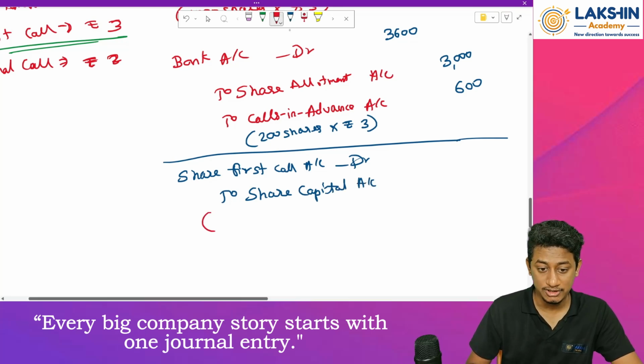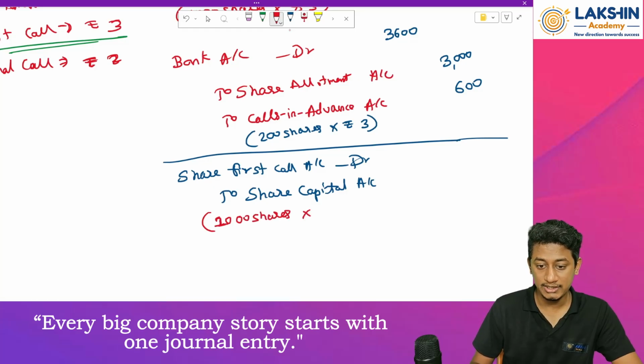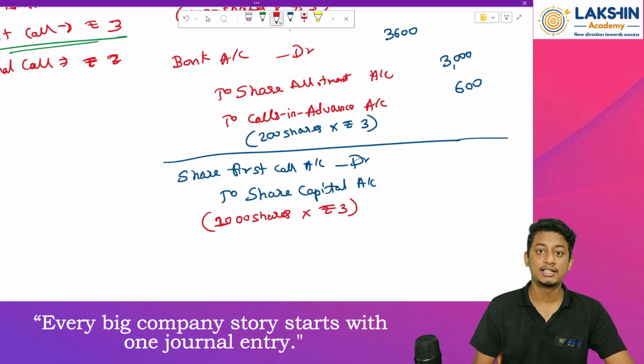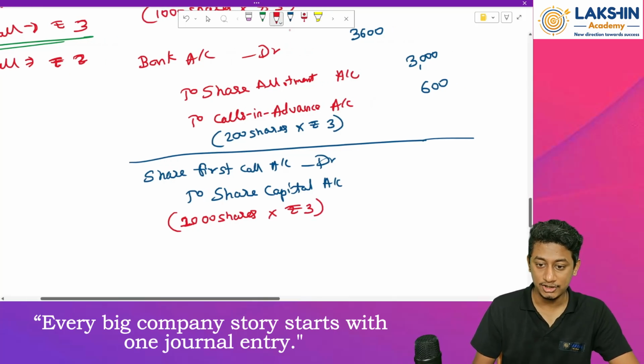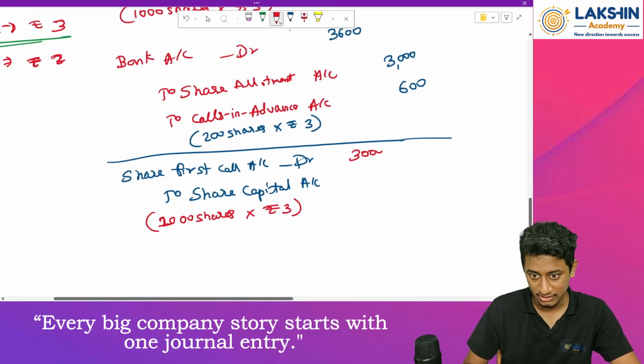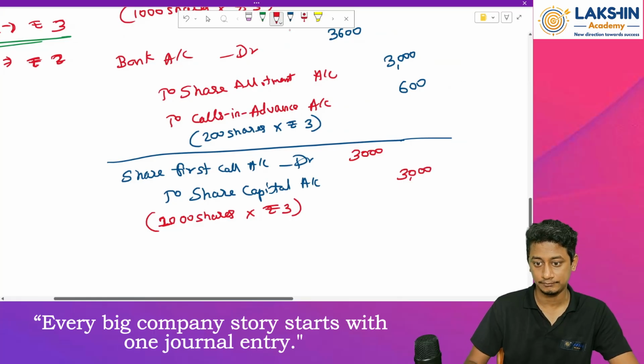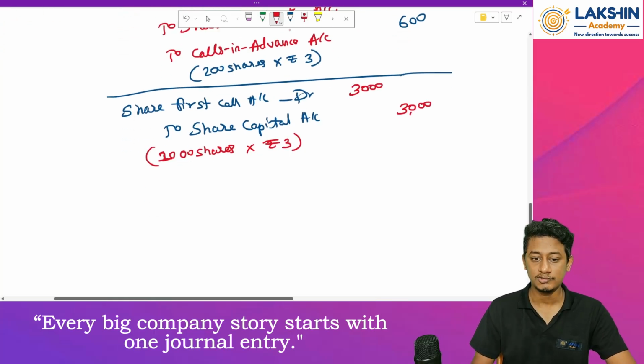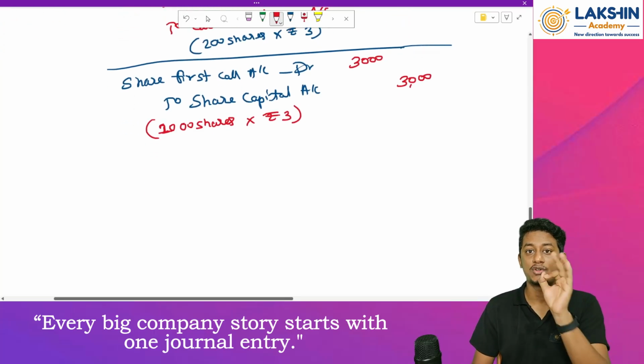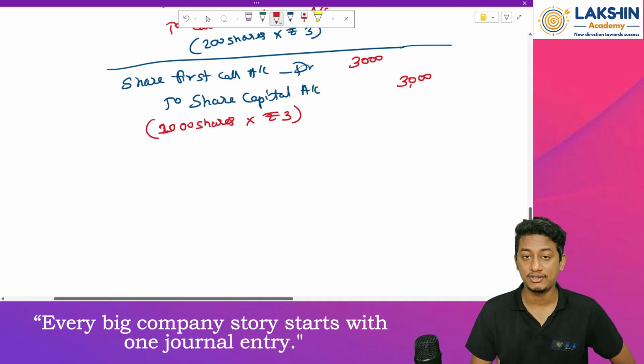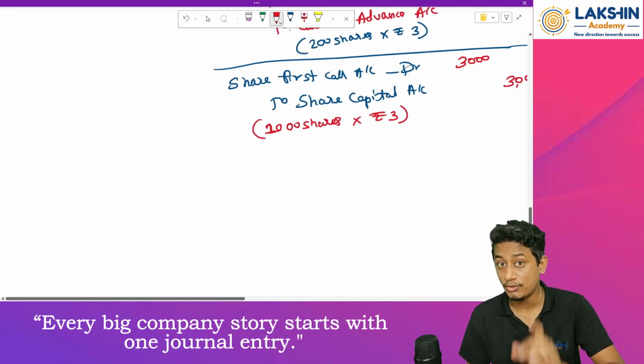How much is supposed to be received on 1000 shares? On 1000 shares, rupees 3 is the first call, right? So 3000 rupees is supposed to be received over here. But how much will I actually receive? I will not receive the whole amount. Why? I will tell you.